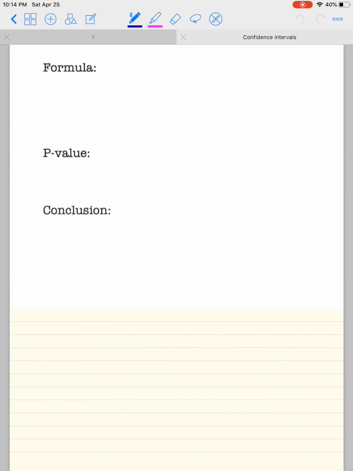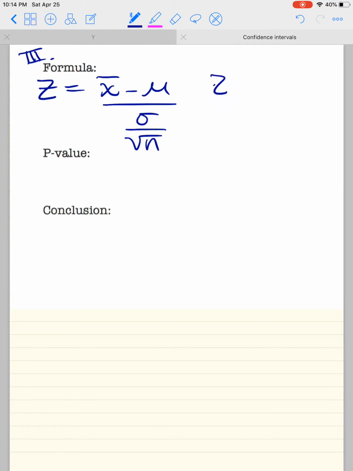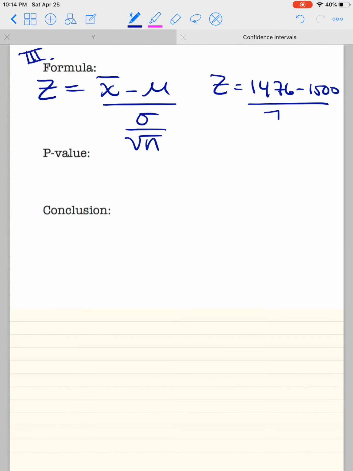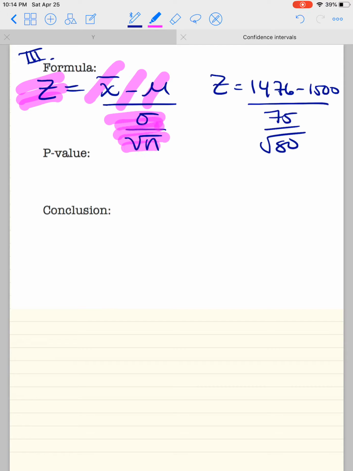Step 3, our formula. As I said before, the formula will be Z equals, this time because I have a sigma, 1476 minus 1500 over, I apologize, 75 over square root of 80. So let's talk about this for 1 second. Your formula is statistic minus parameter divided by the standard deviation of the statistic, which is also basically the standard error. Those are both the same word. So this is your formula. You can use formula sheets for this. Z equals x bar minus mu over sigma over the square root of n.